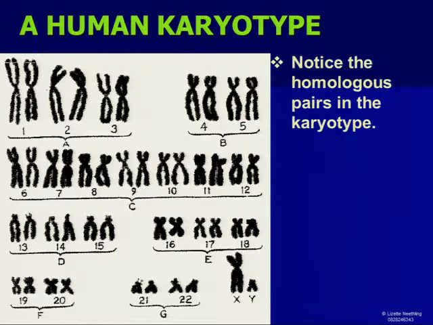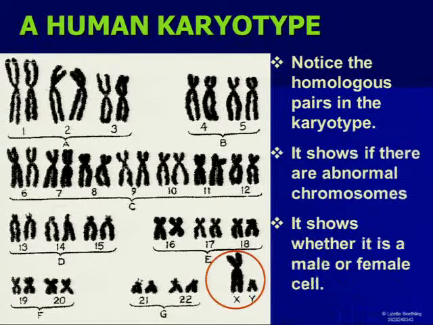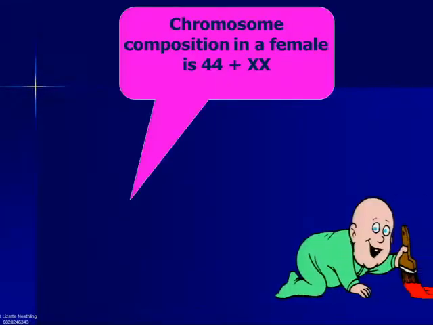So you can see that we call them homologous pairs, and it shows if there's any abnormality. If you get 3 chromosomes instead of 2 in a pair, you know it's some kind of syndrome. There are many different kinds of syndromes. They vary in what they cause.